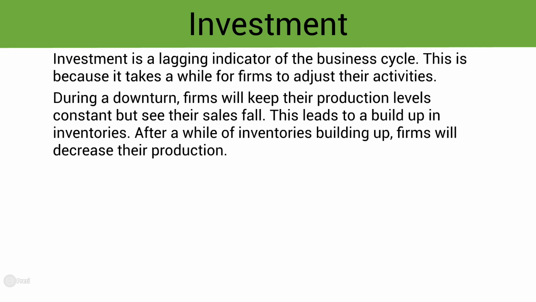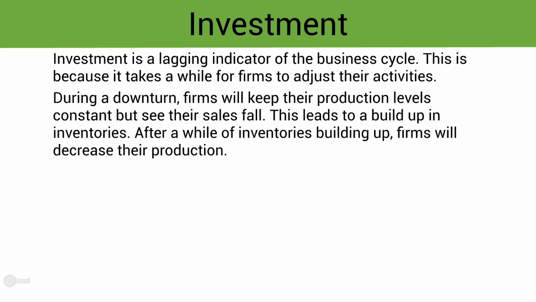During a downturn, firms will keep their production levels constant, but they will see their sales fall. This leads to a build-up in stocks and inventories. After a while of inventories building up, firms will decrease their production, and this is a decrease in their investment levels.